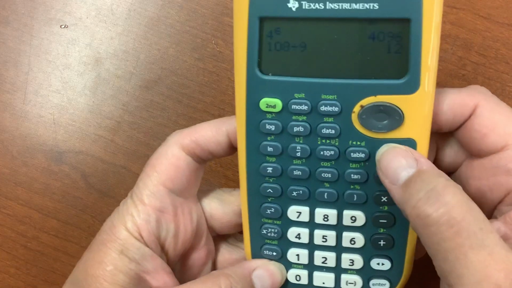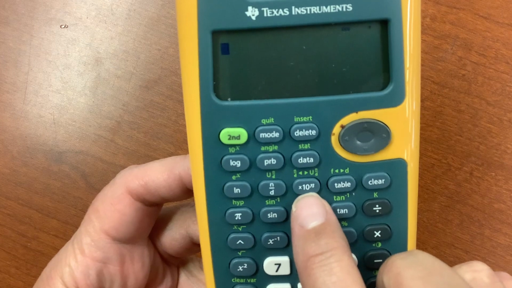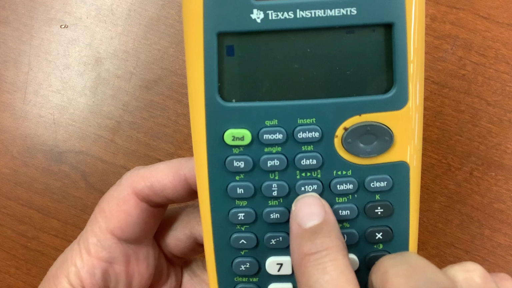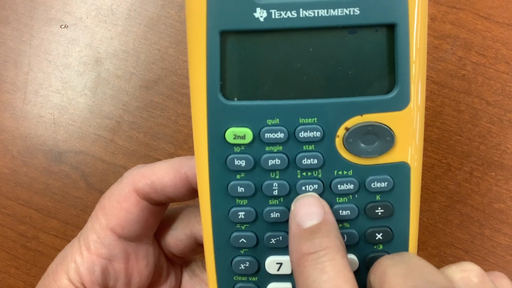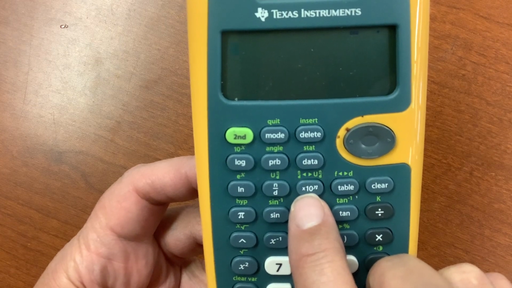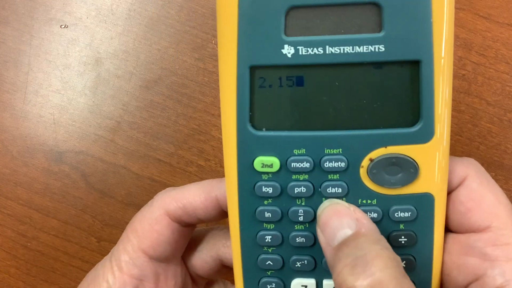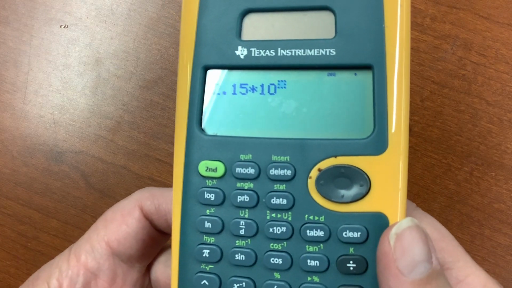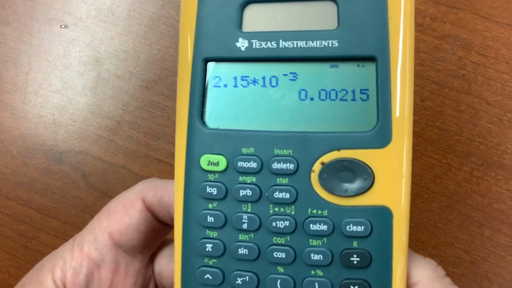First, what buttons do you need for scientific notation? This is times 10 to the n. That's going to automatically give you the exponent. So, for instance, if you were told to change a number from scientific notation into a regular standard number, you would put it in, say, 2.15 times 10 to the n, and you can put either a positive or a negative number in as an exponent. So I'm going to put -3 and see what happens.